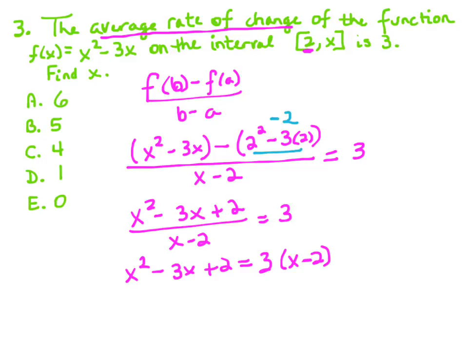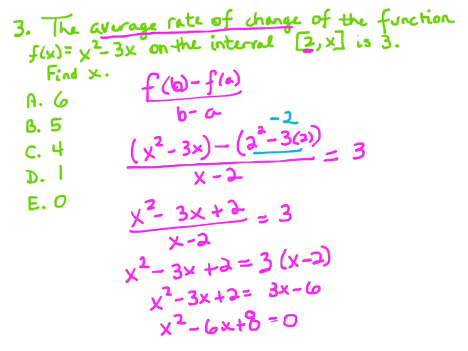So now I'm going to distribute my 3. X squared minus 3x plus 2 equals 3x minus 6. And since I've got a quadratic here, the way that I'm going to solve is by factoring, which means I need a 0 on one side. So I'm going to subtract the 3x, and I end up with negative 6x, and then if I add the 6, I get plus 8, and this equals 0.